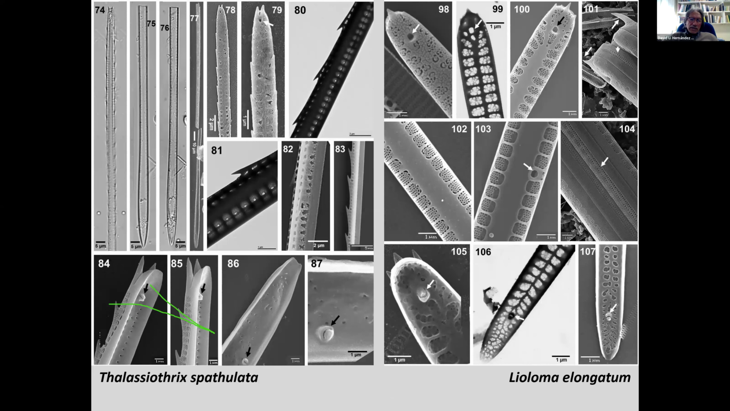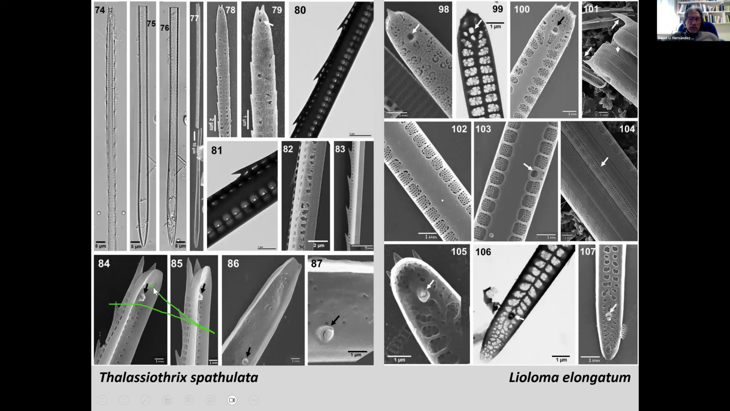And also we found Thalassiothrix patulata, which is a more tropical species. And this has 2 different poles. You can see figures 74 and 75, 2 different poles. One is wider and more similar to a spatula, so the name comes from there, spatulata. An important characteristic is that they possess these very pointed spines in the margin of the valves. You can see lots of spines in figures 74 and 81.